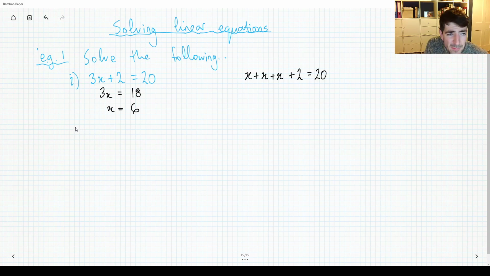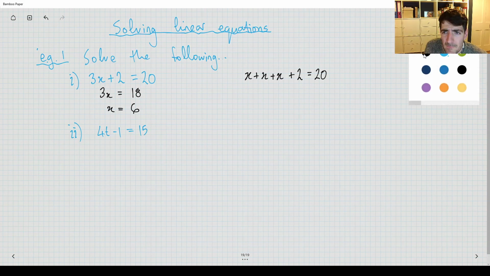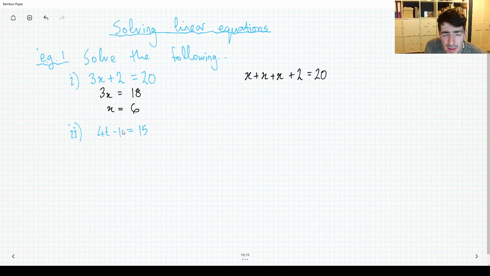Right, second one, same thing, slightly different. This time we've got 4t subtract 1 equals 15. Okay, so like before, the first thing we want to do is to get rid of this subtract 1. Well, here the opposite of subtracting 1 is to add 1 to both sides. So when we add 1 to the left hand side we get 4t, and to the right hand side 15 add 1 is 16. Now we need to divide by 4 on both sides, so we get t equals 16 divided by 4 is 4.